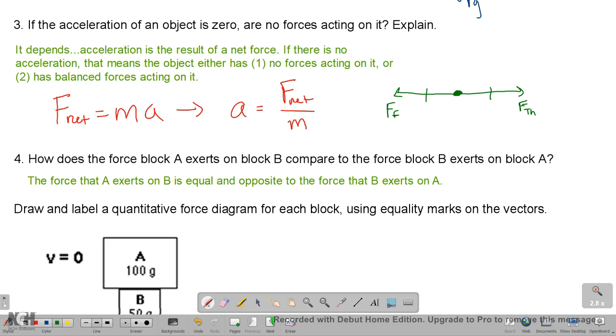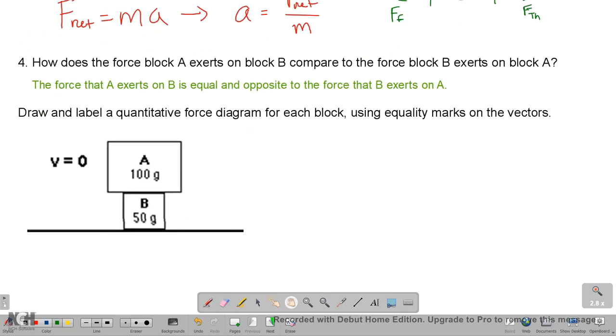Maybe we have a baseball in outer space and we throw it, and it's going to continue on at a constant velocity forever until it hits something, until a force acts on it. And so that would be an example where the object has no acceleration and there are no forces acting on it as it travels through space. Go ahead and move to number 4 here.